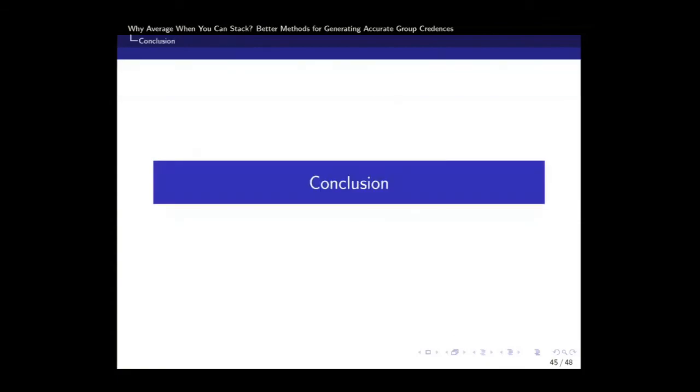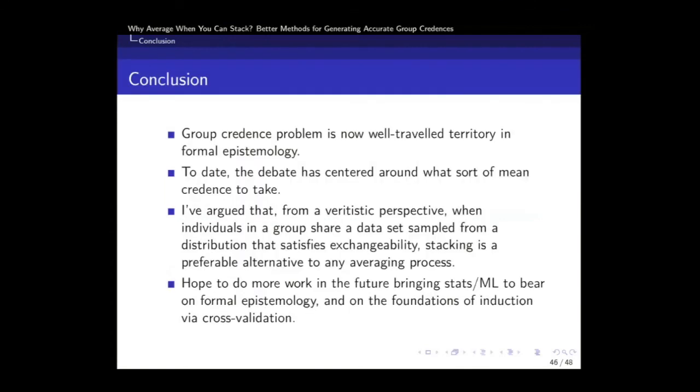So with that, I'm just about at time, so I'll conclude by summing up a little bit and talking about future directions. The group credence problem, I think, is now quite well-traveled territory in formal epistemology. And to date, as far as I can tell, the debate is largely centered around what sort of mean credence to take. What I've argued is that from a veritistic perspective, when individuals in a group share a data set that's sampled from a distribution that satisfies exchangeability, so a fair amount of background assumptions being built in there, stacking is going to be a preferable alternative to any averaging process, right?